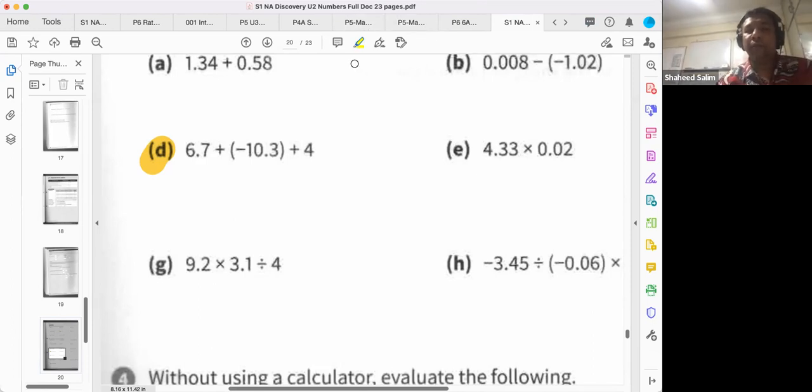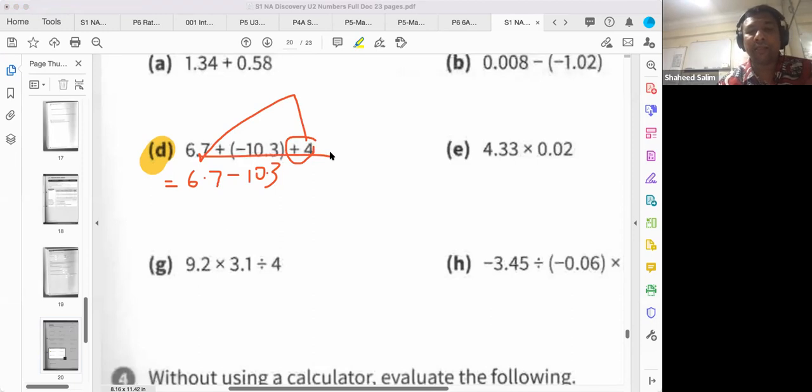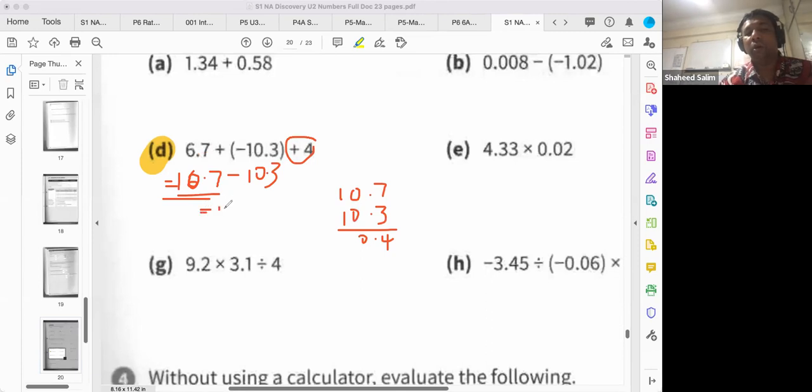Okay, again, very simple. First of all, remove the bracket. Remember, double sign means you can remove the bracket. 6.7 plus minus is minus, right? Now this 4 is positive. Combine it with the 6.7. What do you get? 4 plus 6 is 10. So now it becomes 10.7 minus 10.3. What do you get? You get 0.4. Positive, because the bigger number is 10.7. So this is 0.4, or you can write 2 over 5, which is acceptable also.